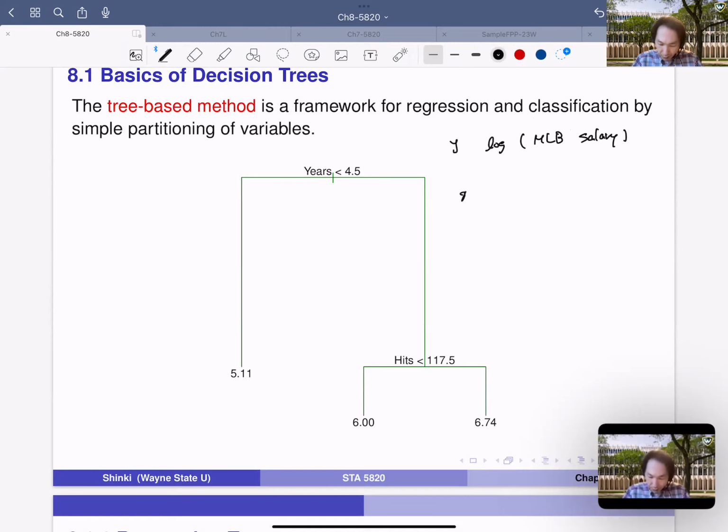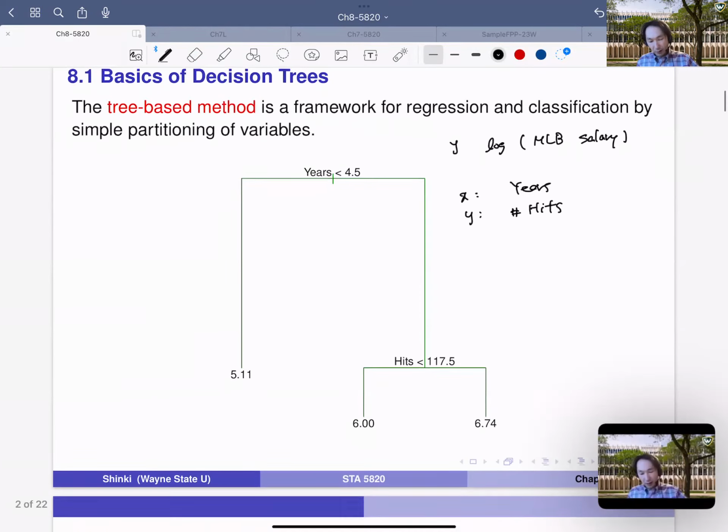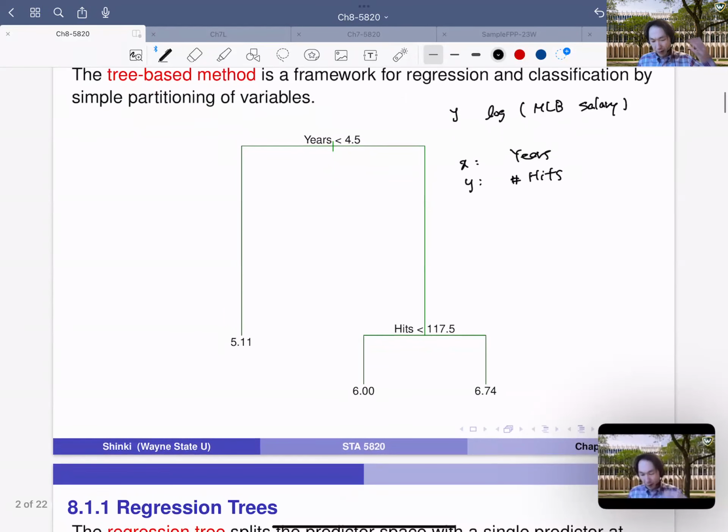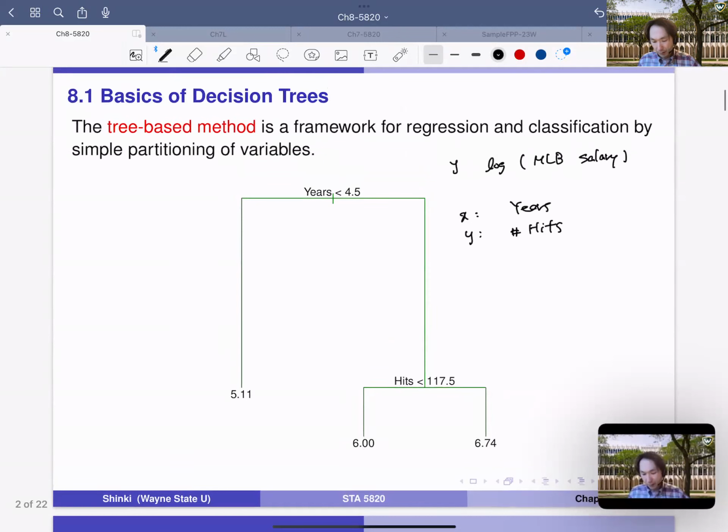And the predictors are the years they played. And the next one is the number of hits in the previous season. So if you play longer in MLB, then your salary is going up. But of course, it is based on performance. So if you make more hits, then yeah, the salary gets higher.